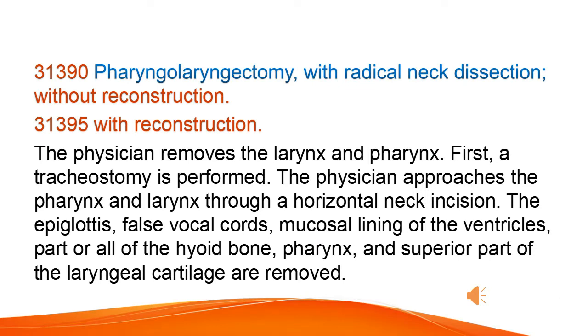Pharyngolaryngectomy, with radical neck dissection, without reconstruction. With reconstruction, the physician removes the larynx and pharynx. First, a tracheostomy is performed. The physician approaches the pharynx and larynx through a horizontal neck incision.